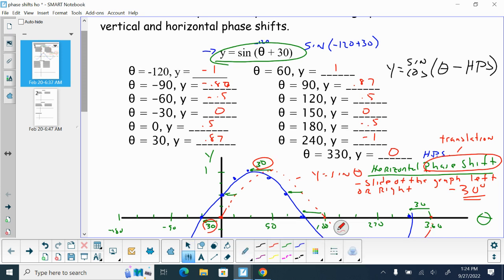Well, how do we get the positive 30 out of y = sin(theta minus horizontal phase shift)? If we take our equation, we can rewrite it as y equals the sine of theta minus a negative 30 degrees, because theta minus a negative turns this into a positive. So what we have here is a horizontal translation of negative 30 degrees.